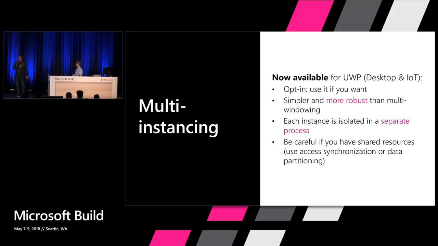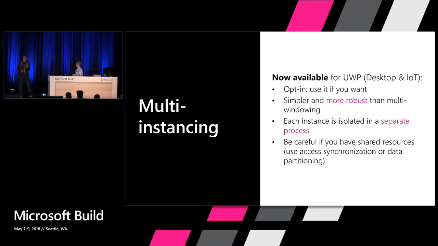As I led this section with, Win32 applications support multi-instancing today, and now so do UWP applications. That feature is available for the platform today. It's really easy to enable this in your application. It's simply a manifest update, and it's optional.